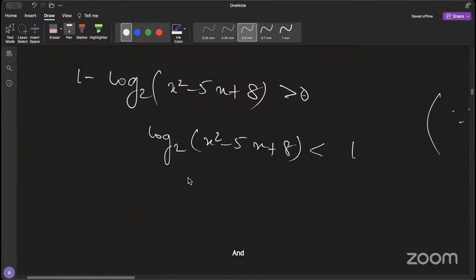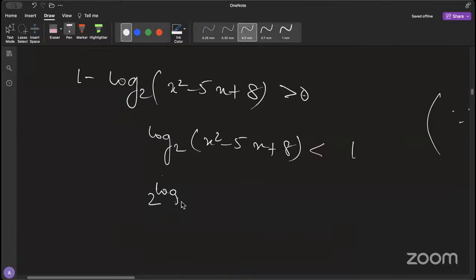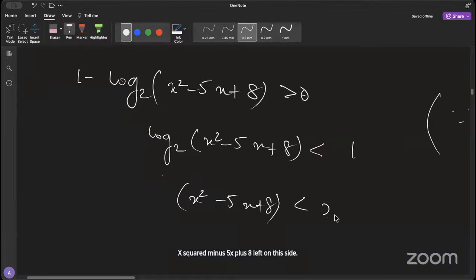And then we can raise this to the power 2 and raise this to 2. So you'll have 2 to the power 1 here and 2 to the power log base 2 of this entire expression. So you'll just have this expression left, right? x square minus 5x plus 8 left on this side. And this is 2 to the power 1, so this is just 2.